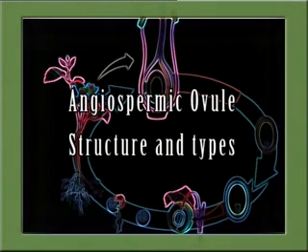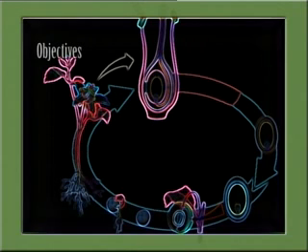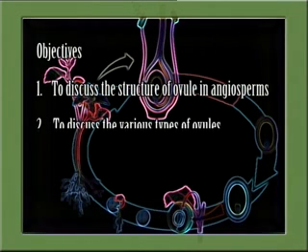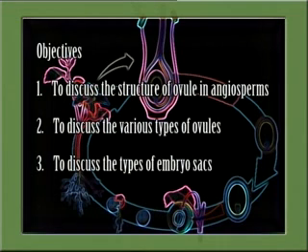Today our topic is angiospermic ovule, its structure and types. First we will try to understand the detailed structure of an ovule, then we will discuss its different types, and lastly we will try to understand development of different types of embryo sacs. Ovule literally means small egg.